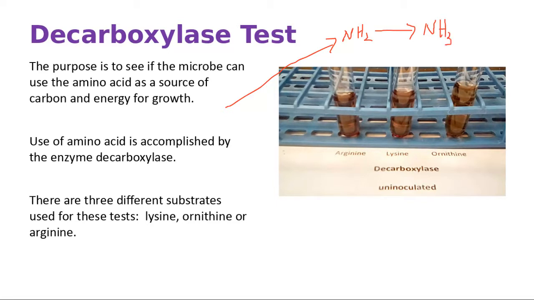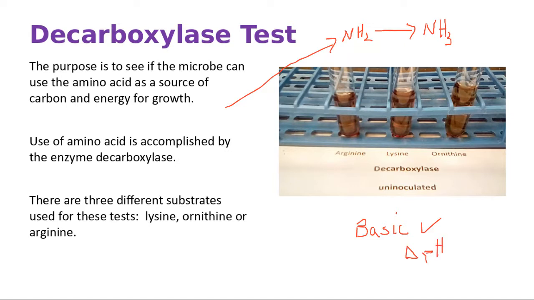And when ammonia is added to anything, does it change the pH to become more basic, more acidic, or more neutral? More basic, right? So it's going to become a much more basic environment, right? And so we can use that change in pH to help us to elucidate what the test means, right?